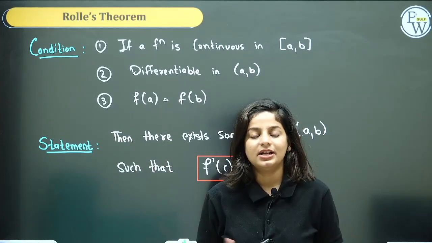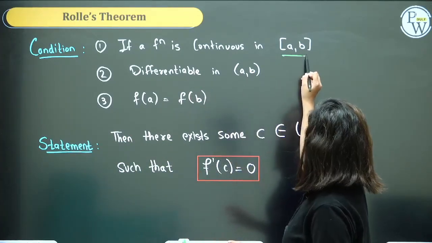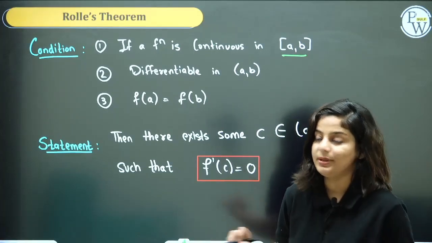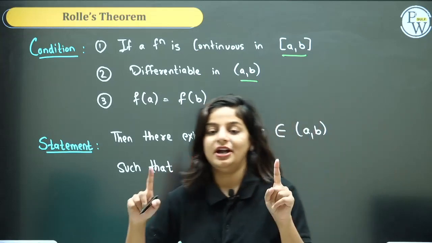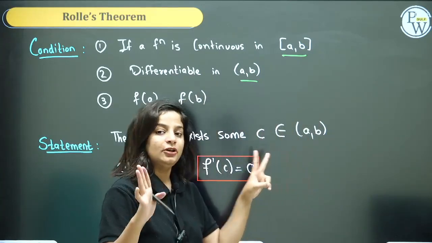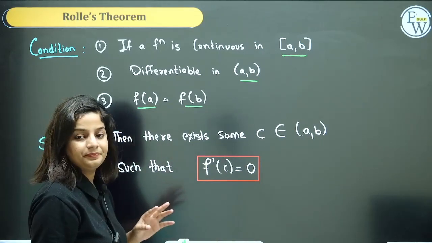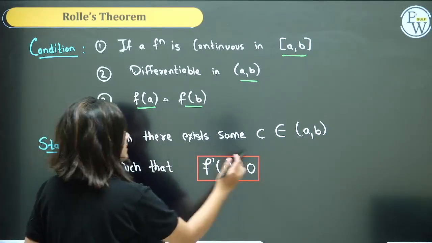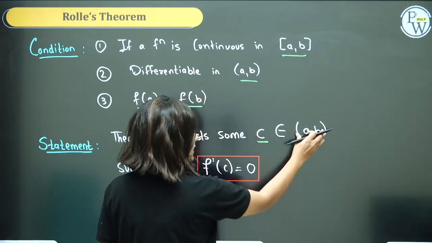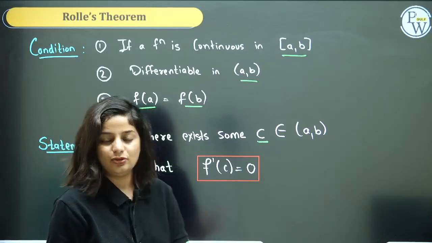Rolle's theorem condition says, if a function is continuous in closed interval a to b and differentiable in open interval a to b, so continuity in closed interval, differentiability in open interval, and f of a is equal to f of b, then there is some c in the interval a to b where the derivative of c is 0. That's what your Rolle's theorem says.